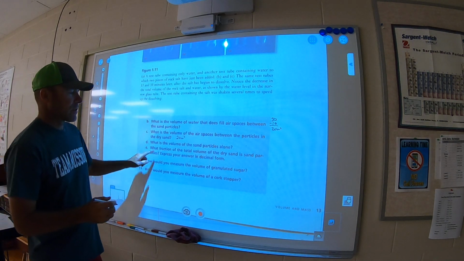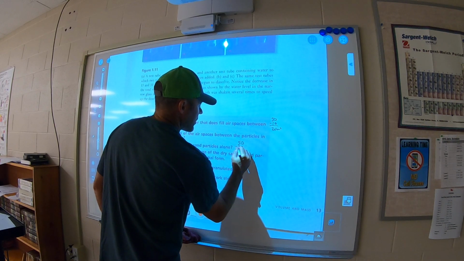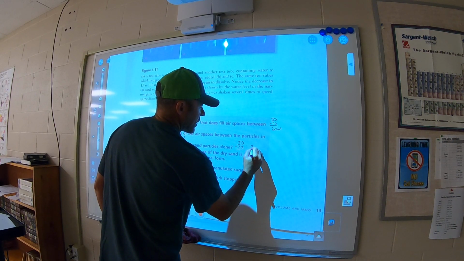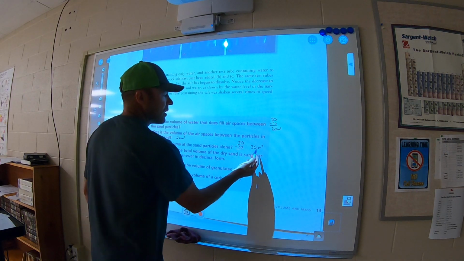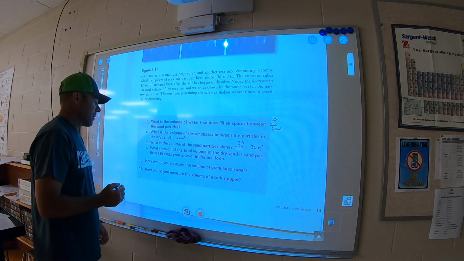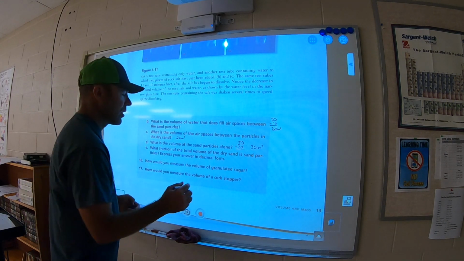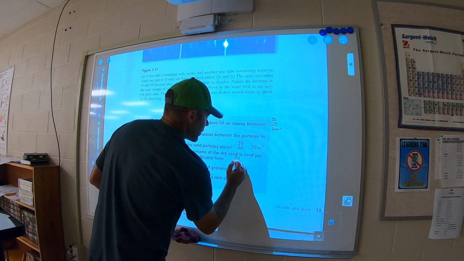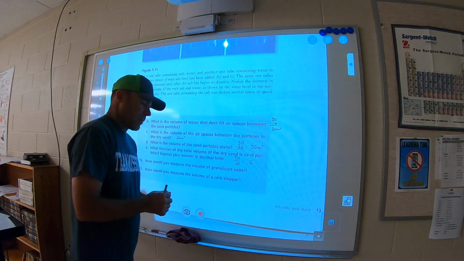What's the volume of the sand particles alone? Well, we thought we had 50. Turns out 20 of it is airspace. So I'm going to write the answer over here. So 30 cubic centimeters is actual sand particles. And then letter E, what fraction of total volume of dry sand is sand particles? Well, that's 30 out of 50, which gives you 0.6 or 60% of it.